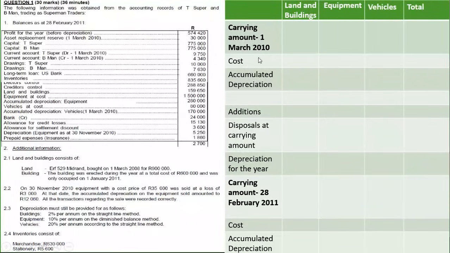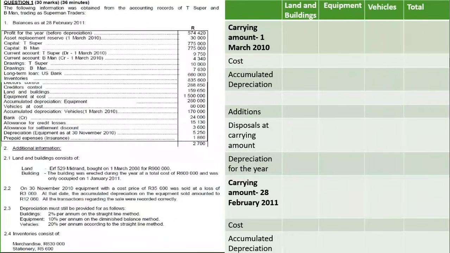This is the carrying amount at the beginning of the period, and then here we have carrying amount at the end of the period. And then we also have cost and accumulated depreciation. So for us to get the carrying amount at the end of the period, we take cost minus the accumulated depreciation. So that's how the table works, and this is the table that you'd be required to draw when you're asked to do the PPE note, or property, plant and equipment note.